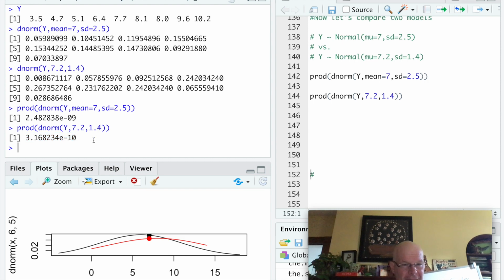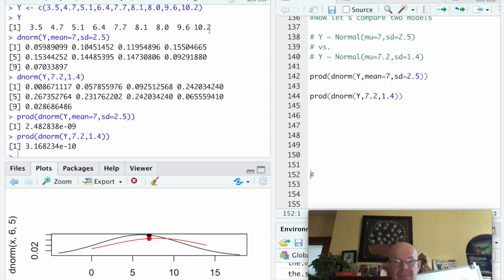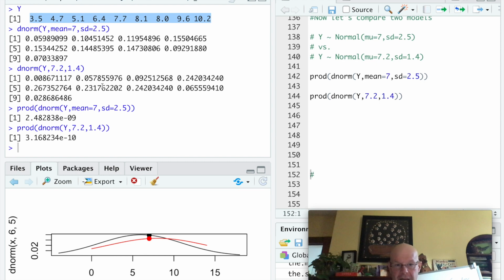So just looking at that, what are we going to say to ourselves? We're going to say that it's more likely that we got this sample right here. It is more probable or likely, however you want to think about it, that we got that from a population with a mean of 7 and a standard deviation of 2.5 instead of from a population with a mean of 7.2 and a standard deviation of 1.4.